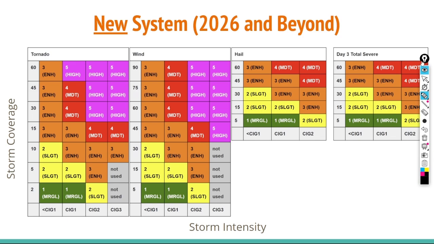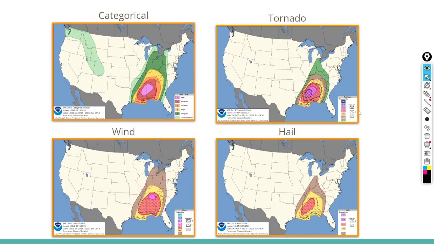And then you have your day 3 outlook, which we're not going to really cover that much. So here is what our outlooks are going to look like now. This begins next week. This is what it will look like. You can see they changed the map. A lot cleaner of a map, in my opinion. Looks a lot better to me.